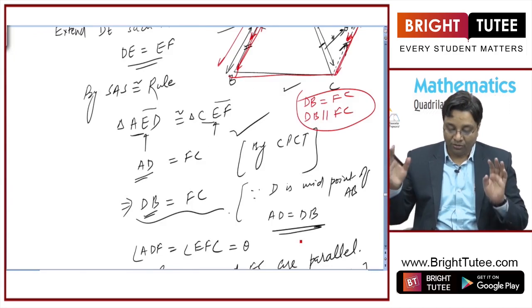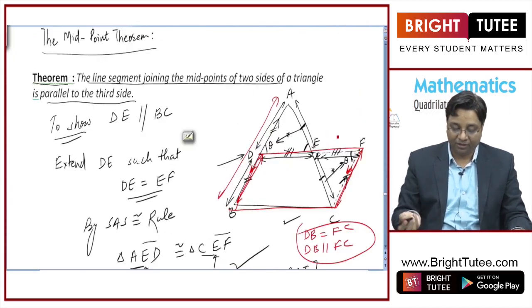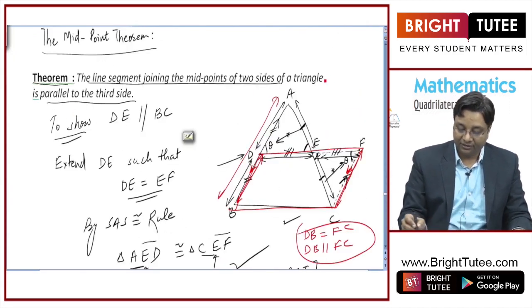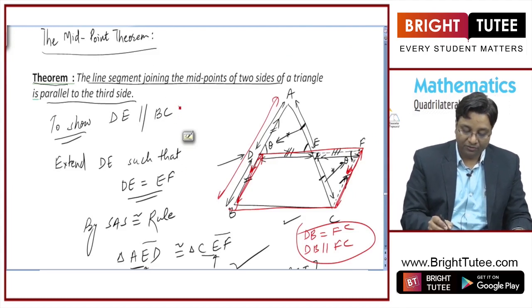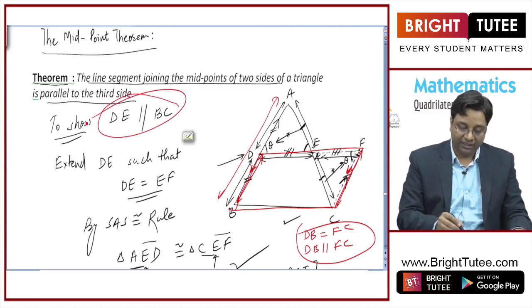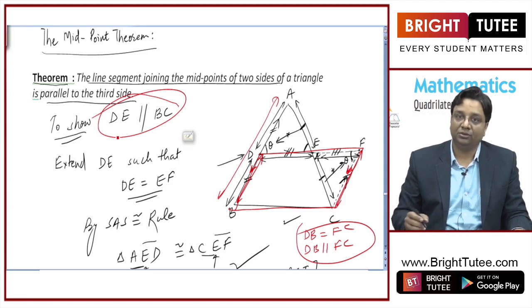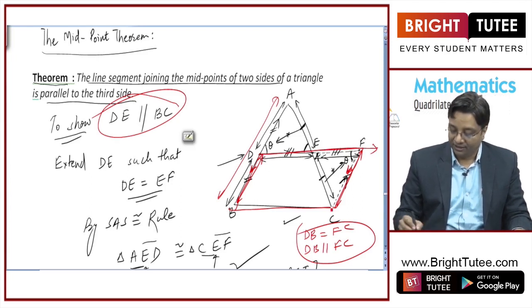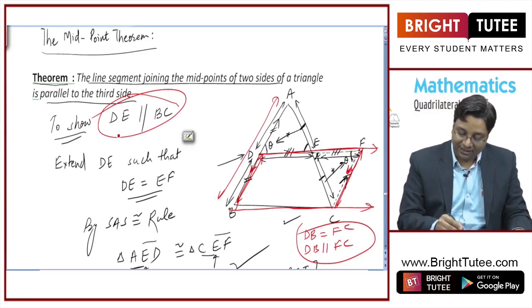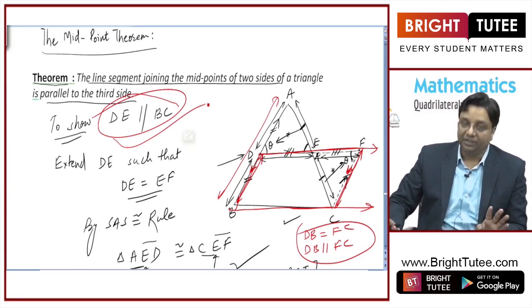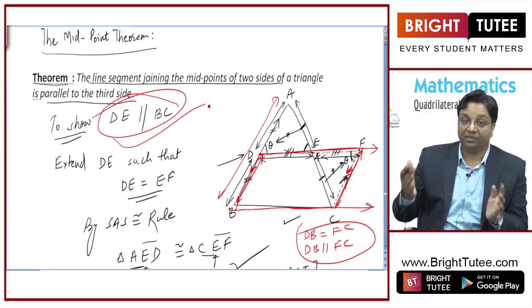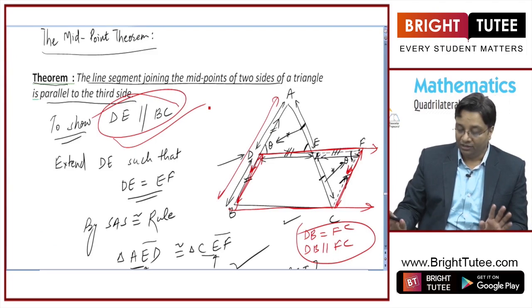Right? Once you know that this is a parallelogram, now what do you want to show? DE is parallel to FC. So yes, you can say that this line here is parallel to this line, hence DE is parallel to BC. Okay, once you know this is a parallelogram, it is very easy for you to find out that DE is parallel to BC.